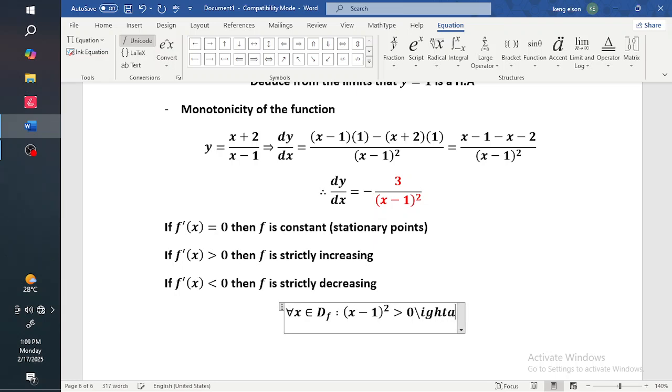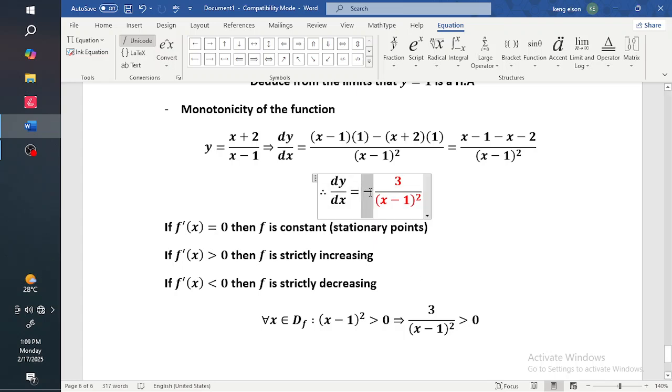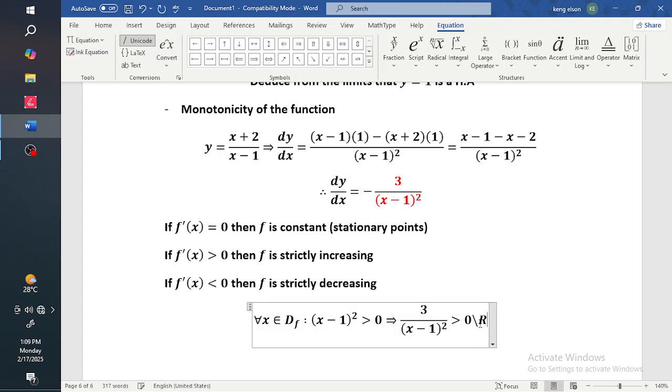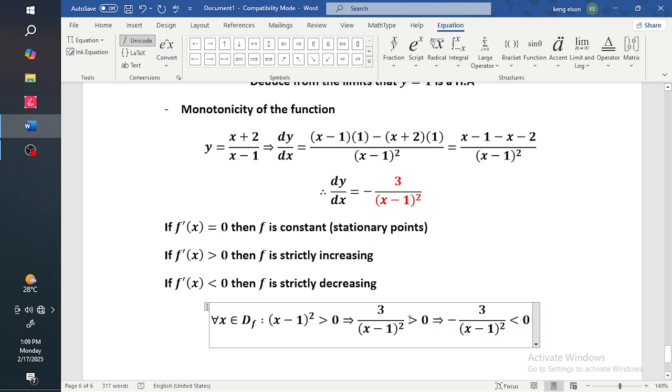So it therefore means that if I take a positive number 3 and I divide it by a positive number (x - 1)², the result will also be positive. Now there is a negative sign here, so I'll multiply both sides by negative. If I multiply both sides by negative, I have negative 3 over (x - 1)² will be what? Less than 0, because I've multiplied by a negative, so the inequality sign will reverse, which is just telling us that my dy/dx is always negative. And if it is always negative, it means the function is always strictly decreasing.